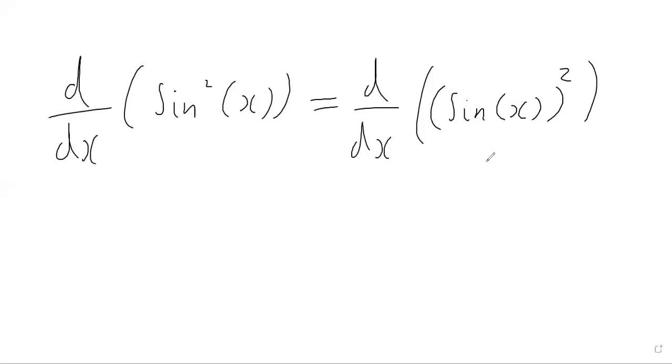And to do this, as you can probably imagine, we're going to need to use the chain rule, which we did in previous videos. Because we've got a function, namely the squared function, and within that squared function, we've got this sine function, we're going to need the chain rule to do this calculation.